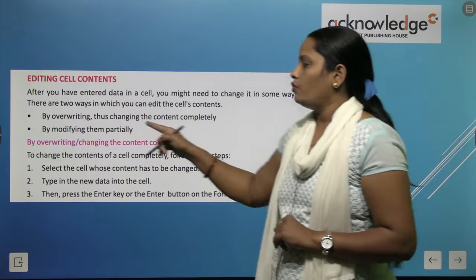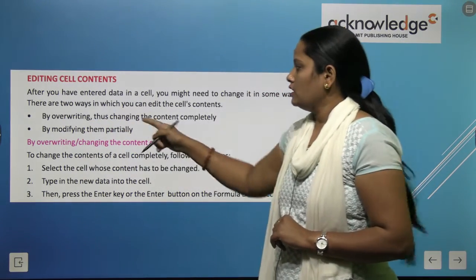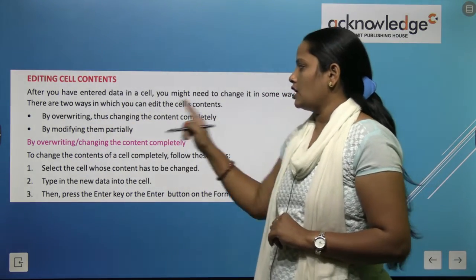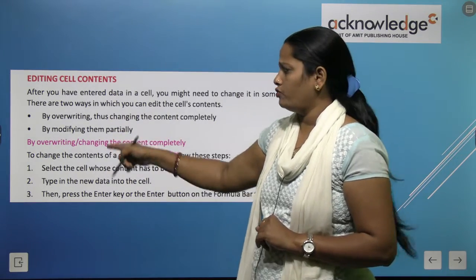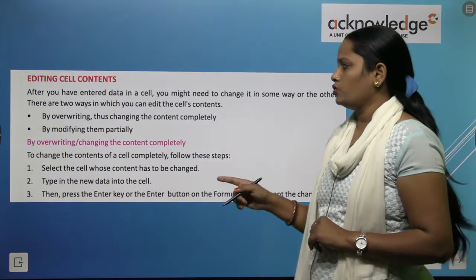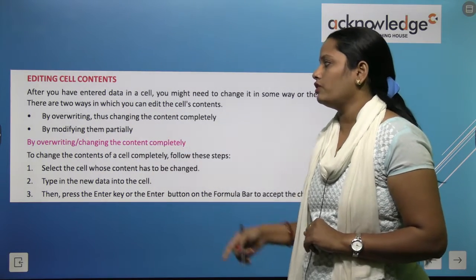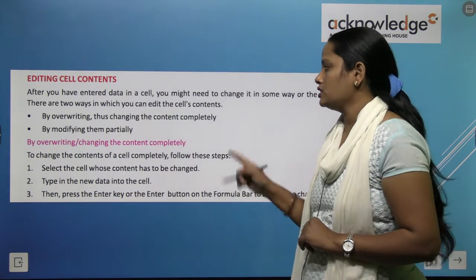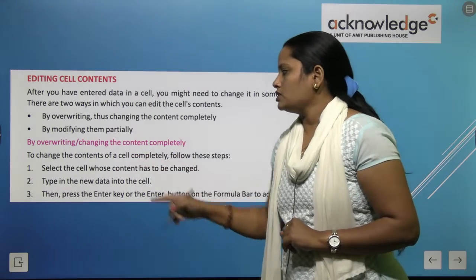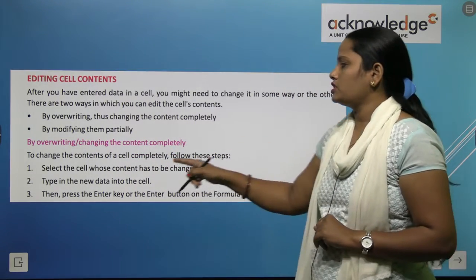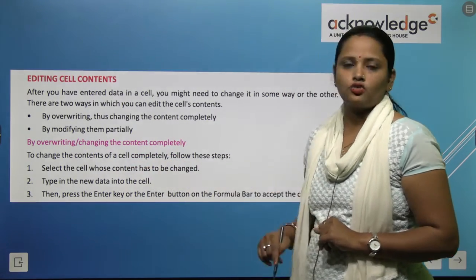Let's read. First one is by overwriting, thus changing the content completely, or by modifying them partially. So there are two ways. Let's read what is the first way. Means by overwriting or changing the cell content completely. To change the content of the cell completely, follow these steps. Select the cell whose content has to be changed.